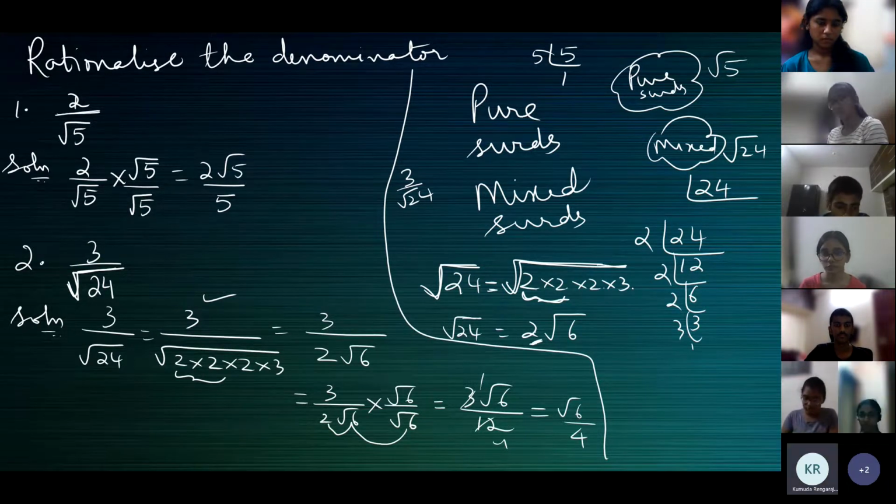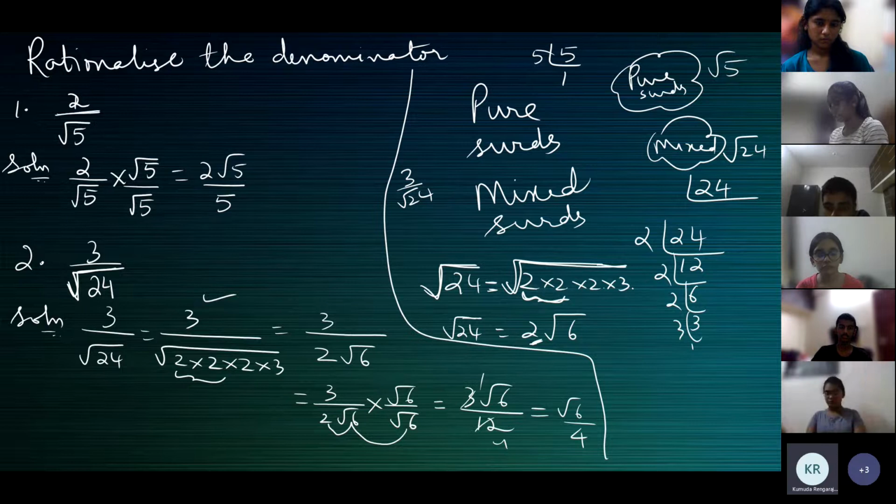The rationalizing factor of 3 by root 24. That is, the question is: by what will you multiply and divide? That's what they're asking you. What will you multiply and divide to rationalize the denominator of 3 by root 24? What is the least rationalizing factor?